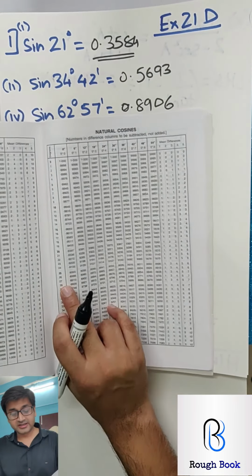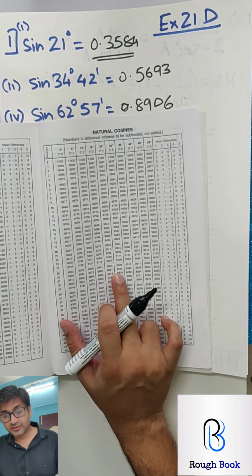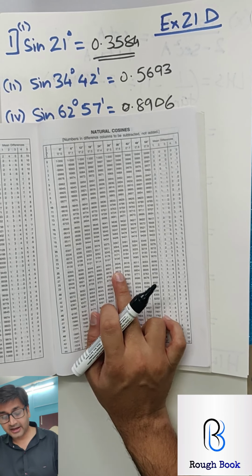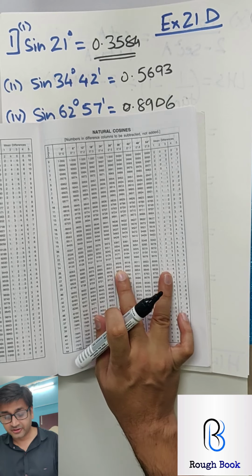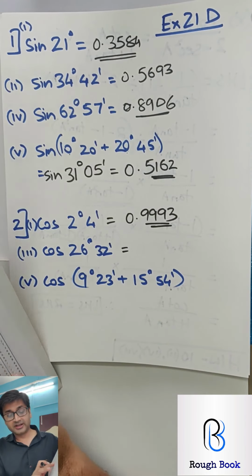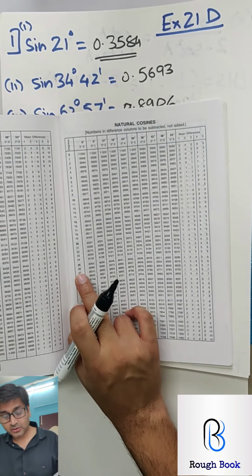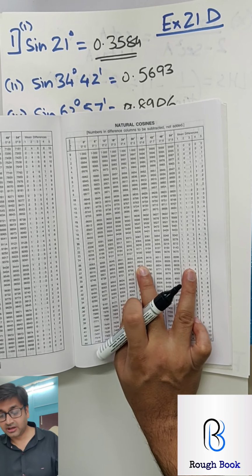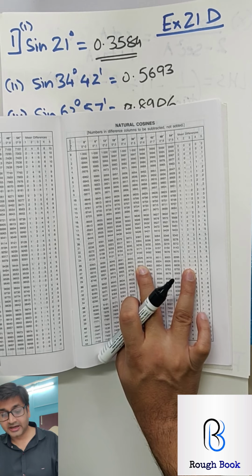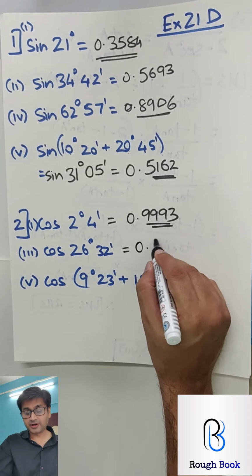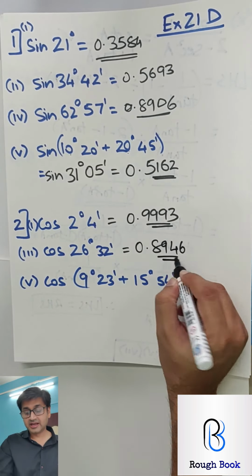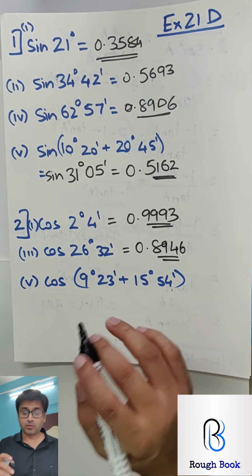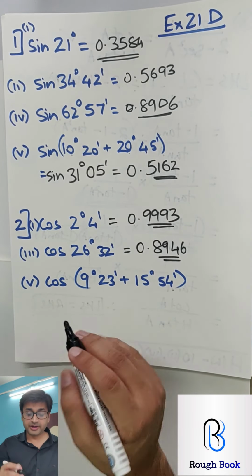2632. So 26 degrees, and for 32 minutes I'll go for 30 and take 2 minutes, mean difference, which is 3, and subtract. 2632 once again. 26 and 30. Mean difference 2 is 3, so I'll subtract to 8946. So 0.8946. In case my answer goes wrong, don't bother. You know the technique now, hit it.